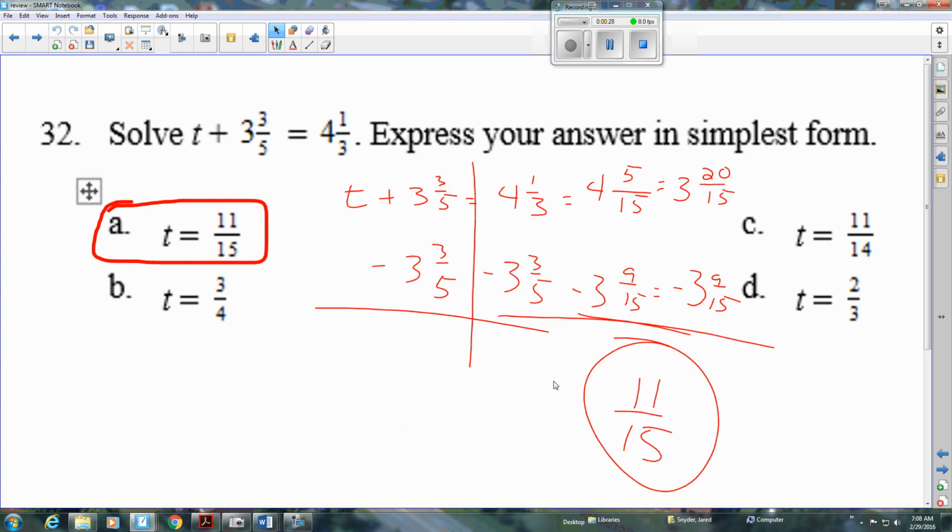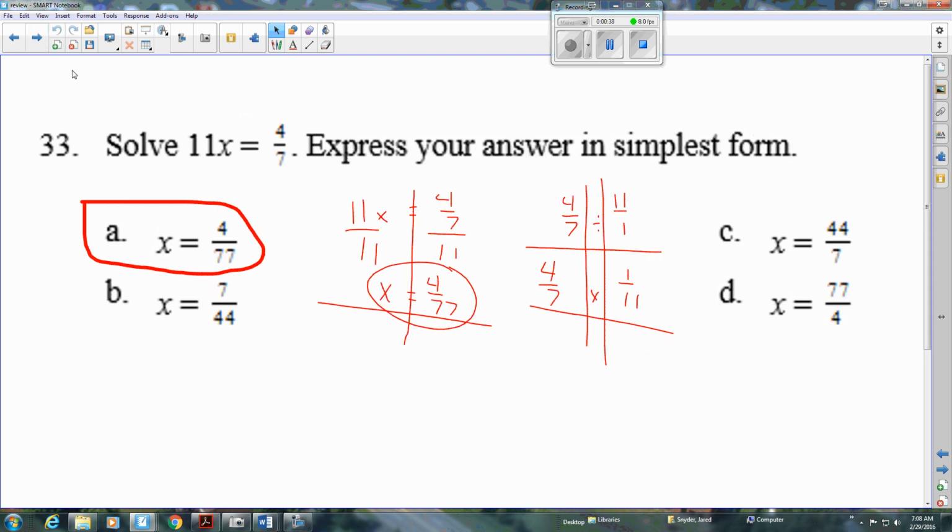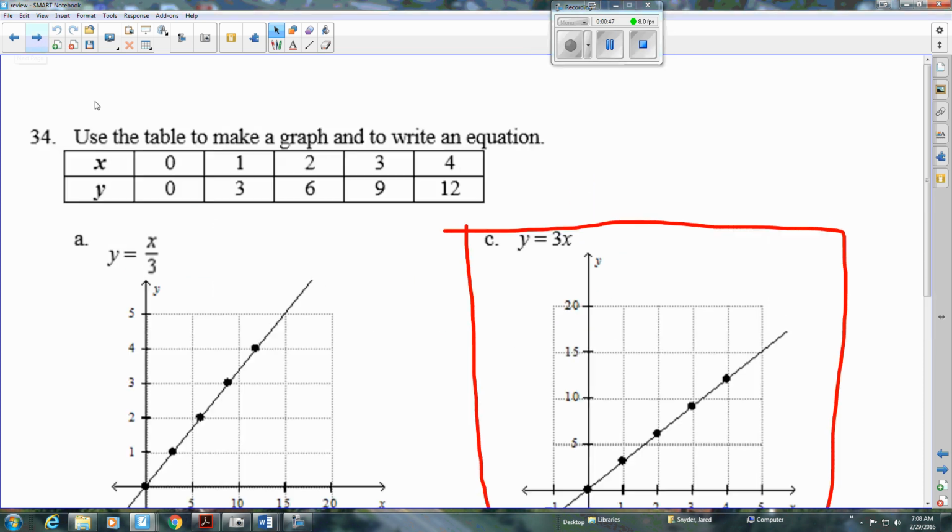Same thing here. We're going to subtract 3 and 3/5 from both sides. Find a common denominator, then I borrowed, and I ended up with 11/15. We would divide both sides by 11 on this one, so 4/7 divided by 11 is going to come out to 4/77.